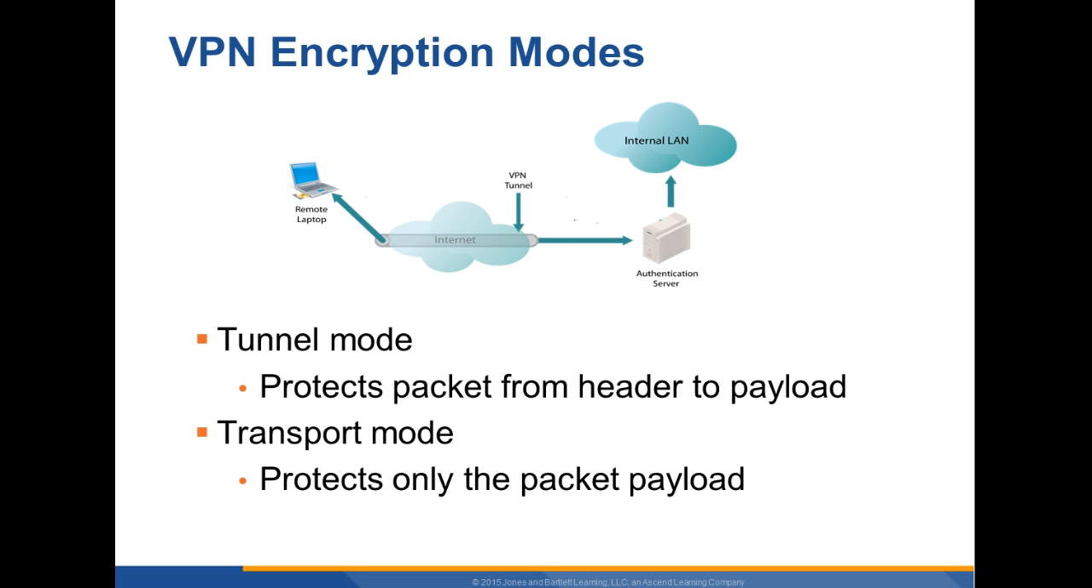VPN encryption modes. Tunnel mode protects the packet from the header to the payload, whereas transport mode protects only the packet payload. Endpoints can terminate at a host computer system, edge router, corporate firewall, or dedicated VPN appliance. They provide secure remote access and site-to-site connectivity, and they operate in 2 modes. The tunnel mode, which we see here, protects the entire packet, and the transport mode protects only the packet payload.